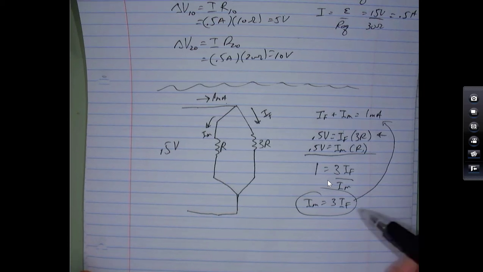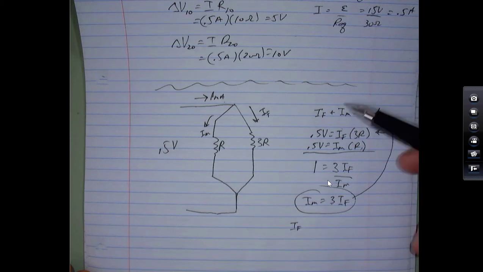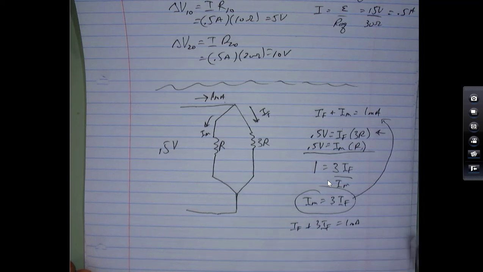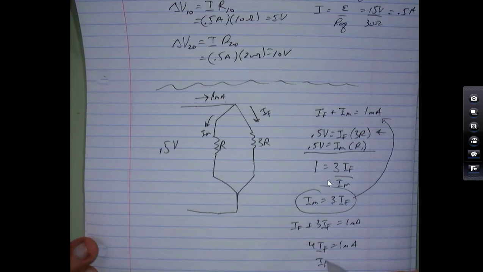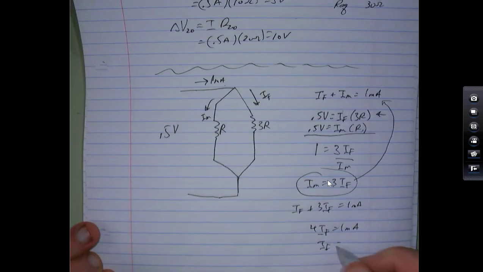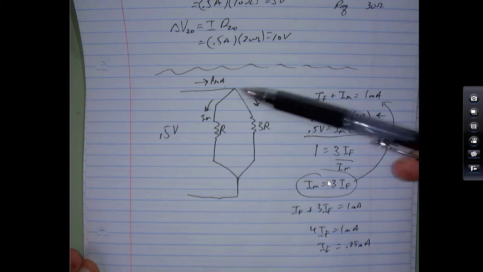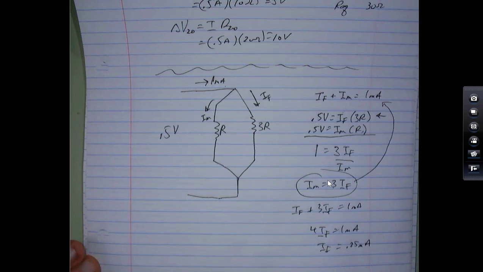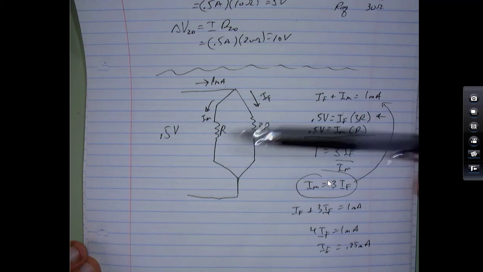Let's set it up and see. So I'm going to take this for I muscle and plug it in here. So I have I fat in this equation plus I muscle, but I muscle is 3 times I fat, and then that's 1 milliamp. So 4 I fat is equal to 1 milliamp. So I fat turns out to be 0.25 milliamps. So a quarter of it goes through this side. That's a quarter of the total current. So this is 0.25 going this way, 0.75 going that way.